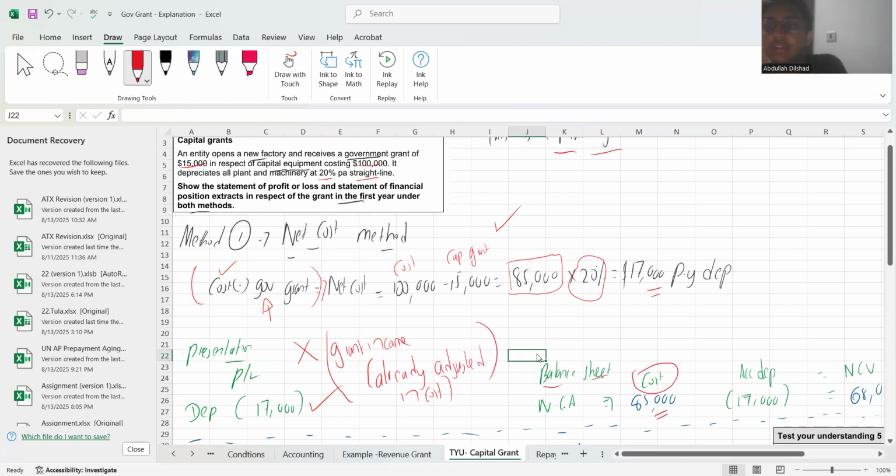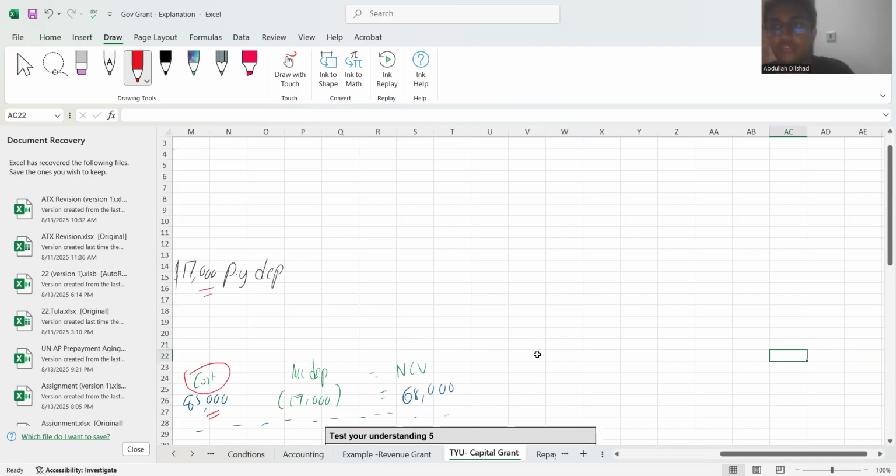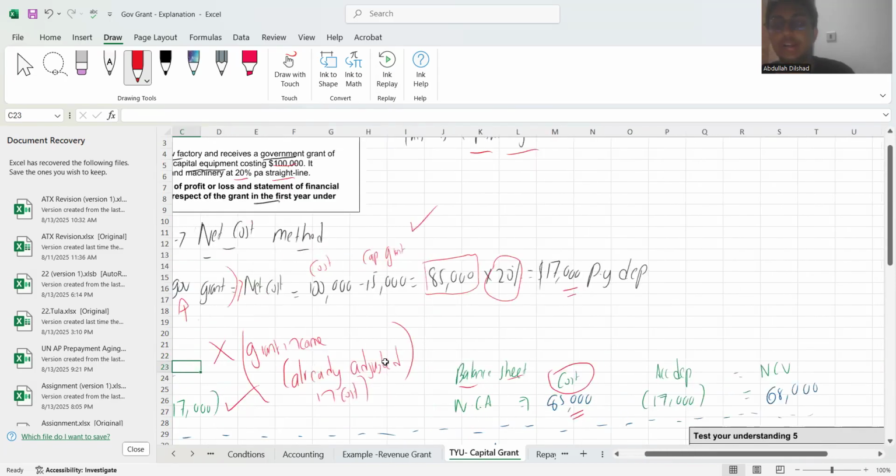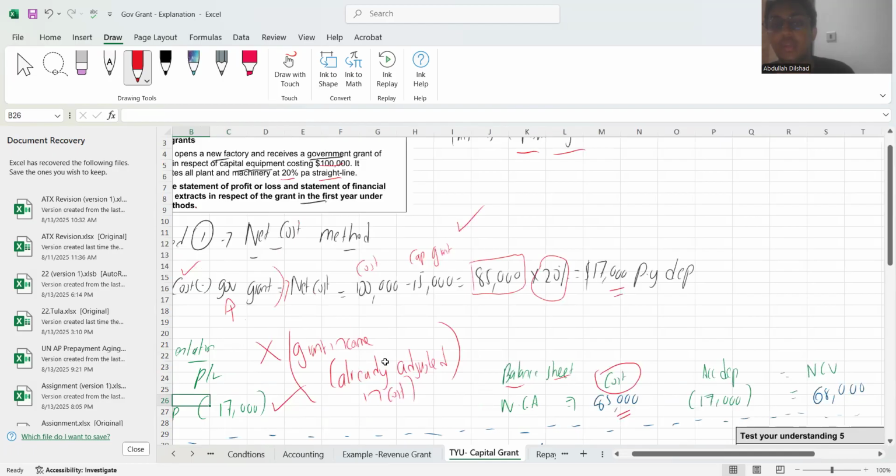So under non-current asset, because this asset is used for a business, you'll be showing 85,000 minus your depreciation of 17,000. You will be arriving at a figure of 68,000. That would be the net carrying value of your non-current asset, 68,000. So this is method number one.